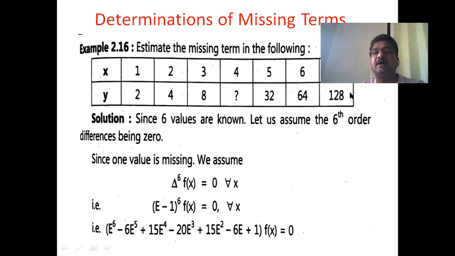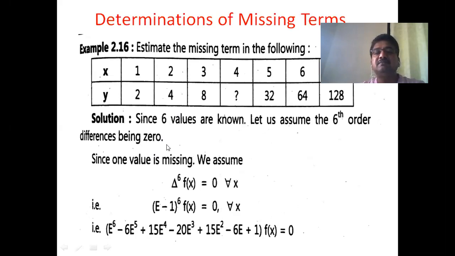These are the values of y or f(x), and we have to find the term corresponding to 4. Here, how many values of y are given? 1, 2, 3, this one is not given, 4, 5, 6. So the first step: 6 values are given, and therefore the 6th order differences are 0.